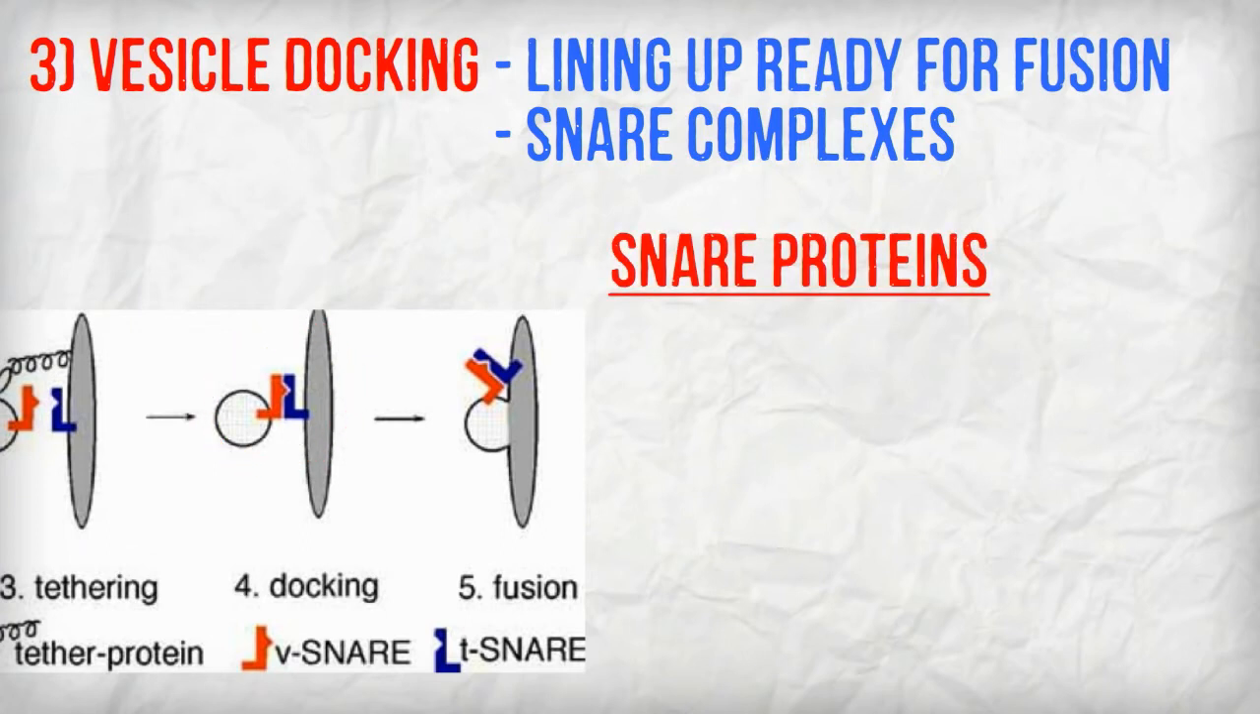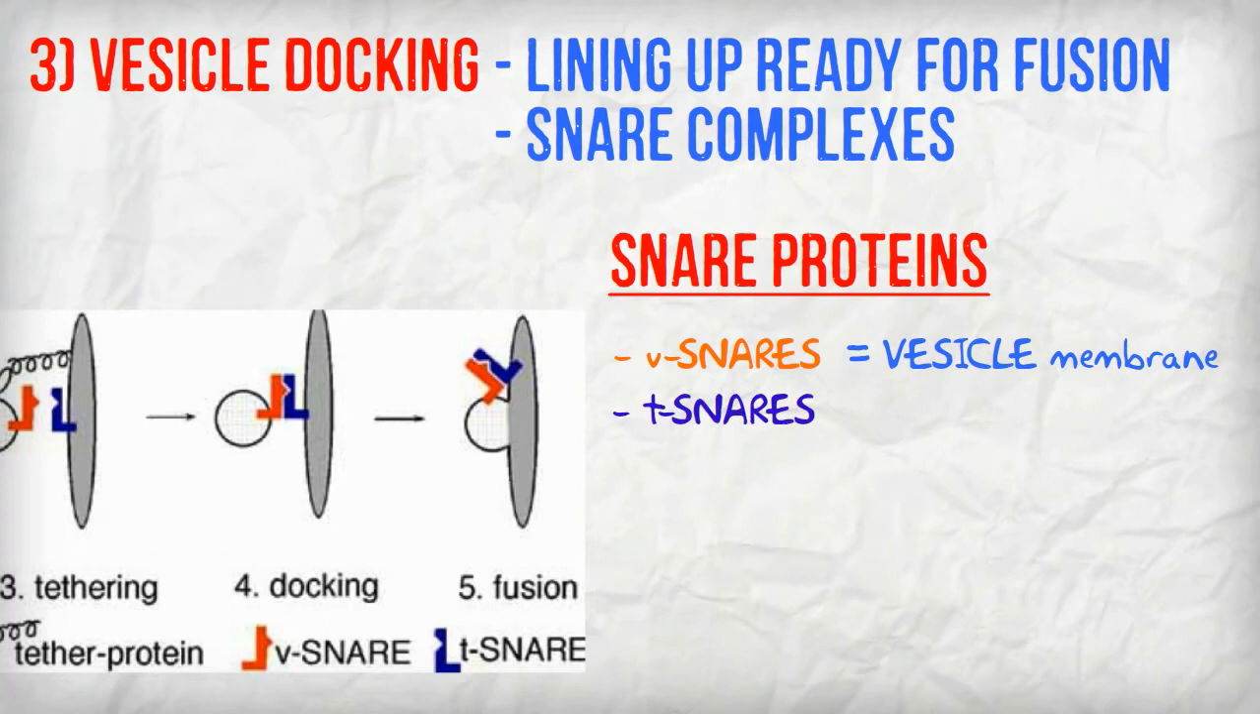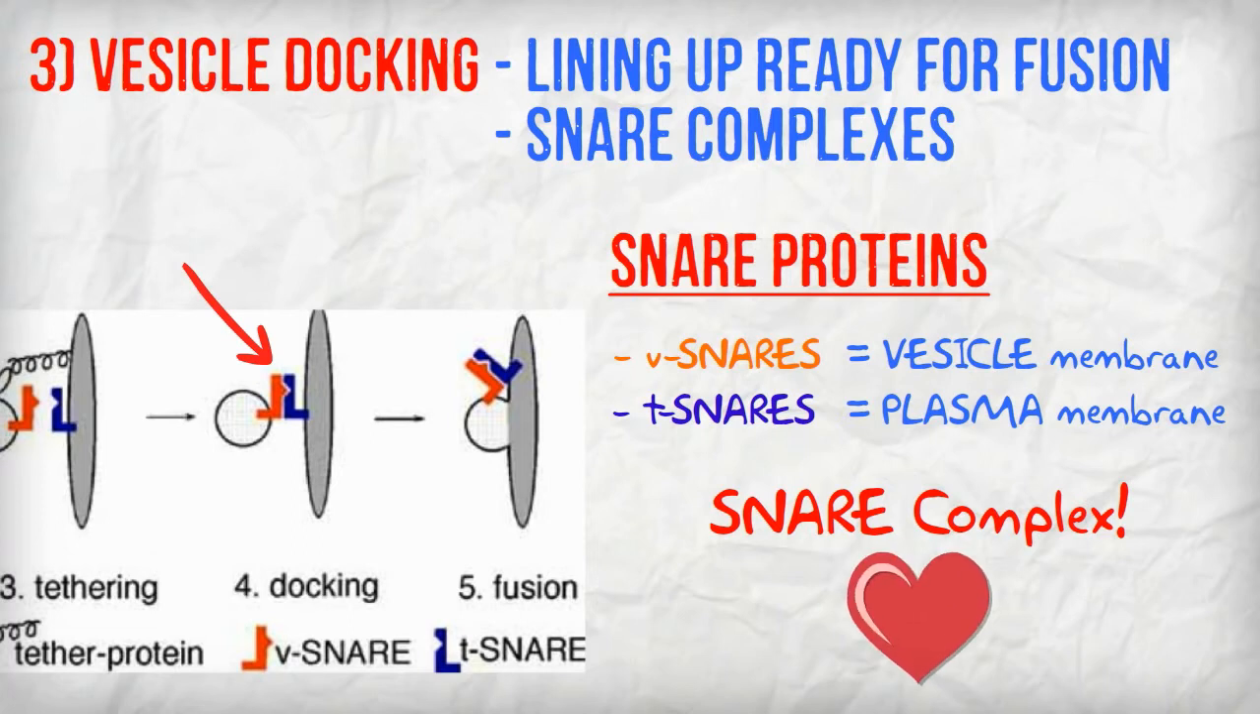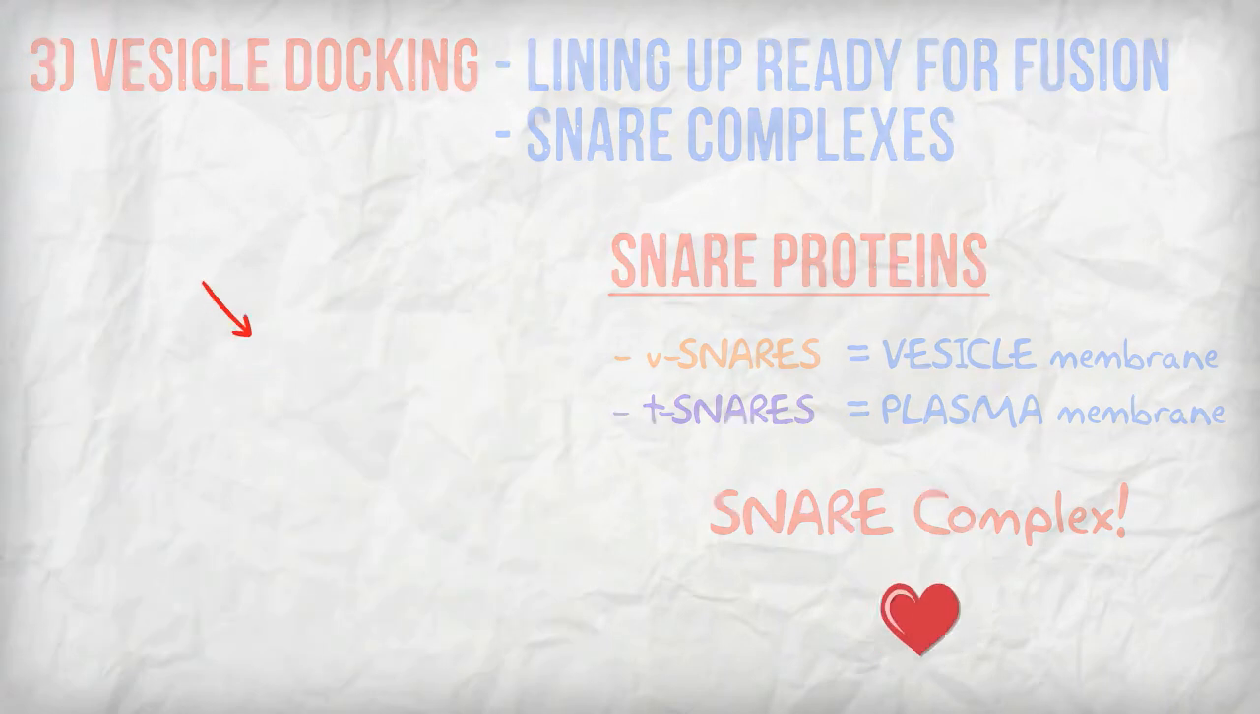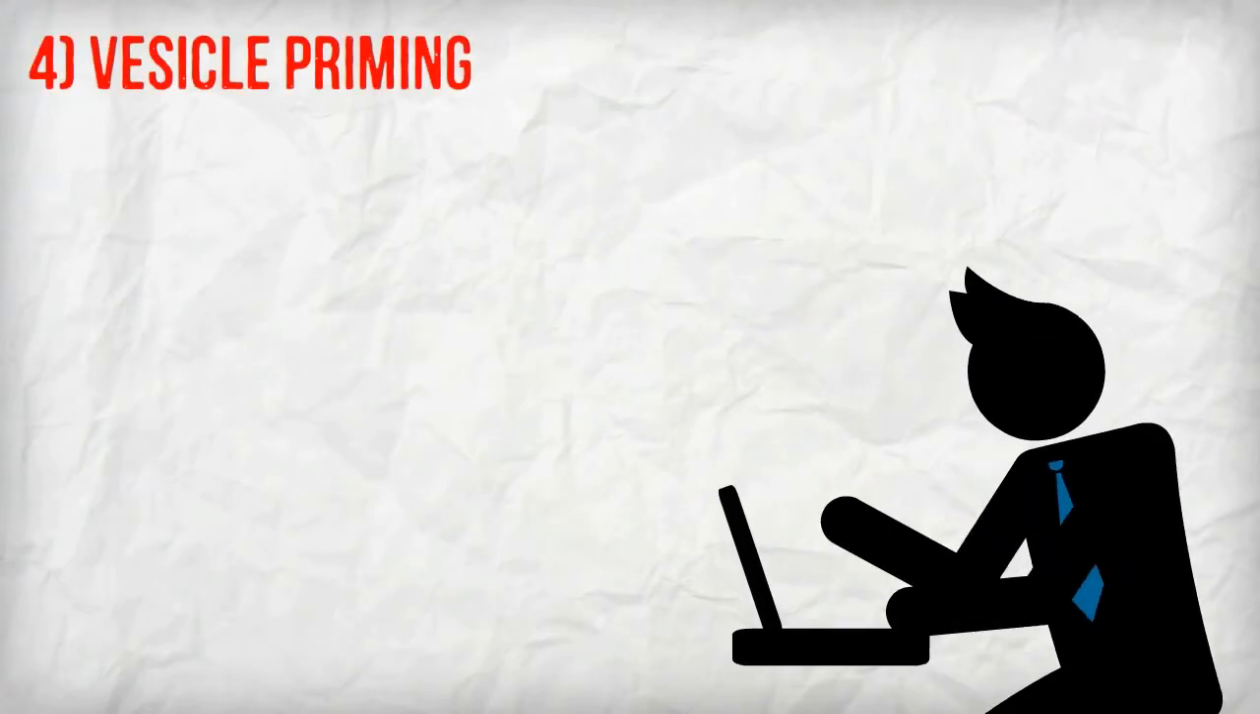They can be divided into 2 categories: V-SNAREs that are incorporated into the membrane of transport vesicles, and T-SNAREs that are located in the membranes of target compartments. As the two membranes get closer, the SNARE motifs of the T and V-SNARE molecules from each membrane interact. Number 4. Vesicle priming.